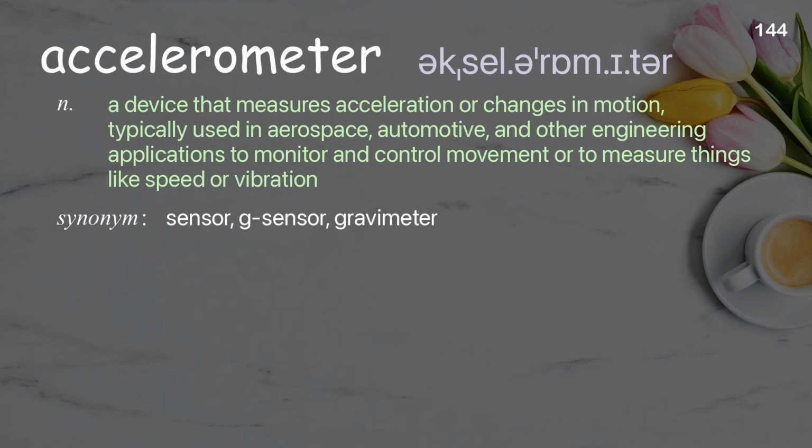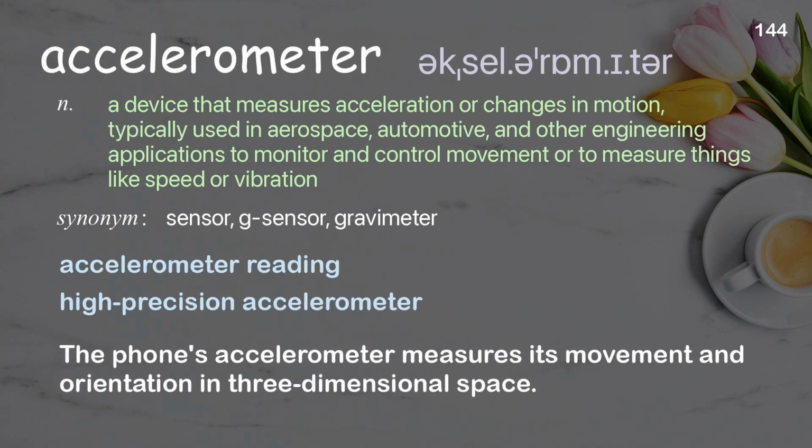Accelerometer. A device that measures acceleration or changes in motion, typically used in aerospace, automotive, and other engineering applications to monitor and control movement or to measure things like speed or vibration. Examples: Accelerometer reading. High precision accelerometer. The phone's accelerometer measures its movement and orientation in three-dimensional space.